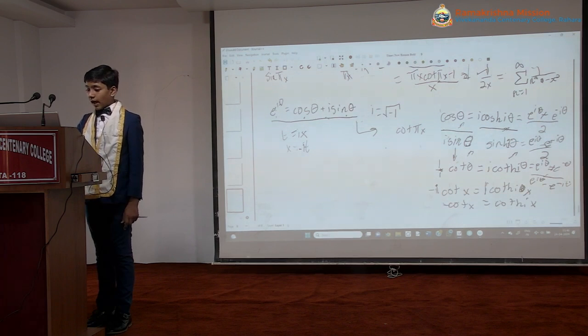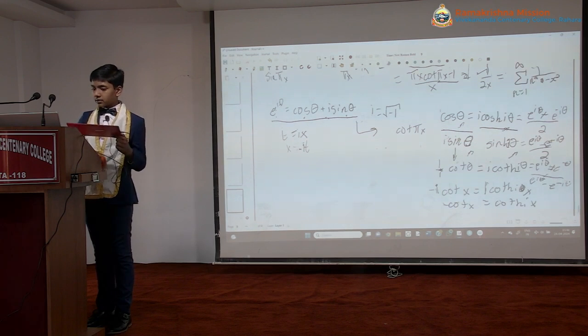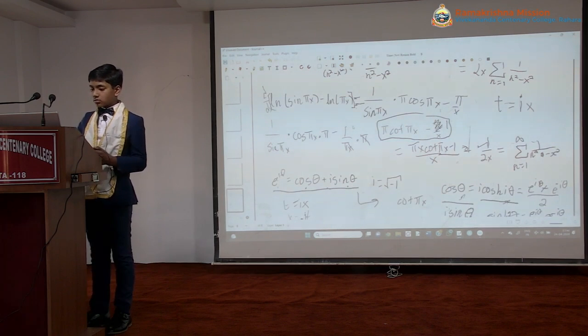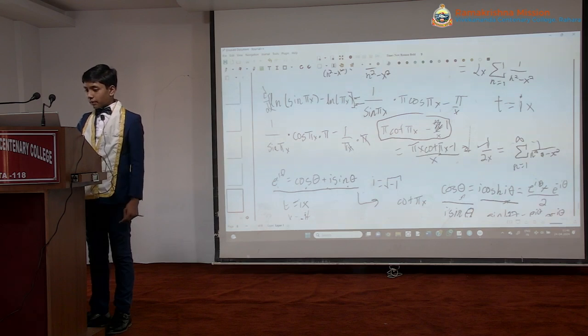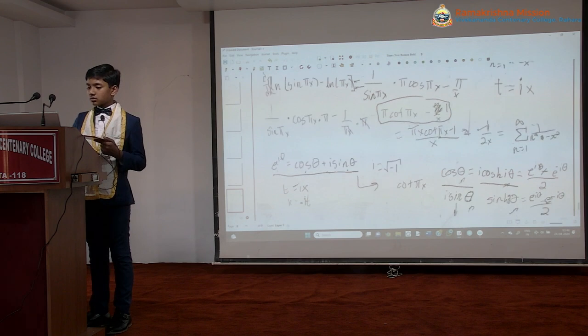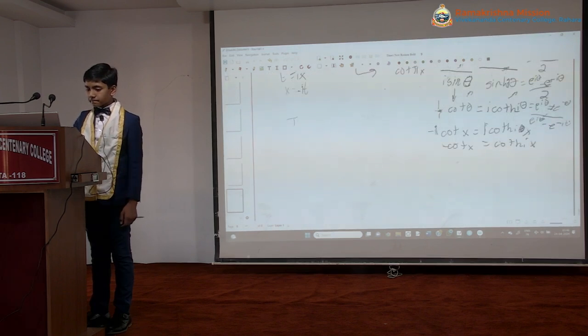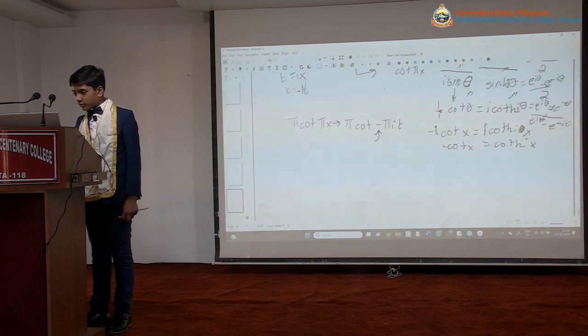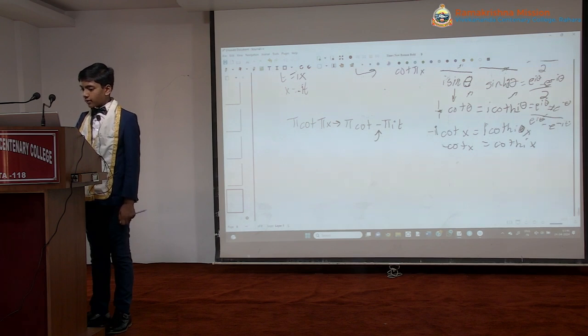Well, if we go up a little bit, we already had cotan pi x. So then, in terms of t, this would be cotan minus pi it. Now, this is not the cleanest thing ever, but wait a second. Ooh. Oh, yeah. Okay.